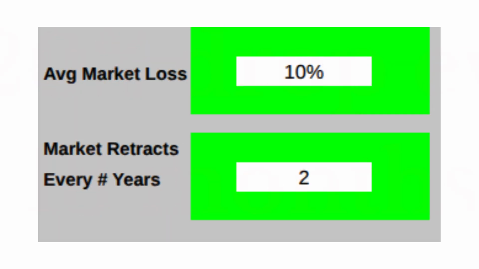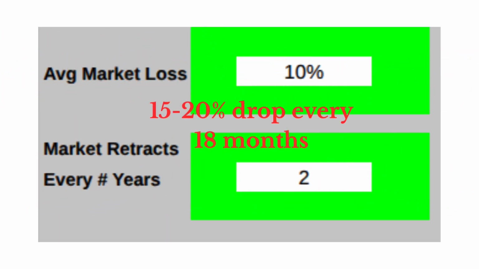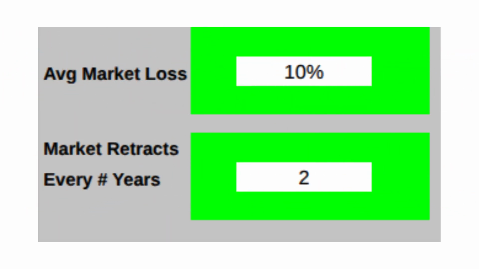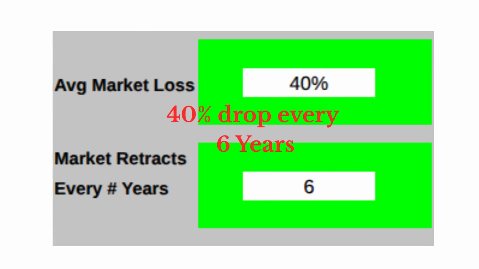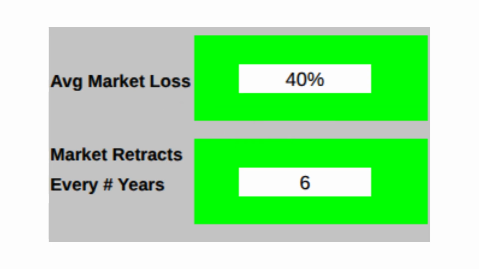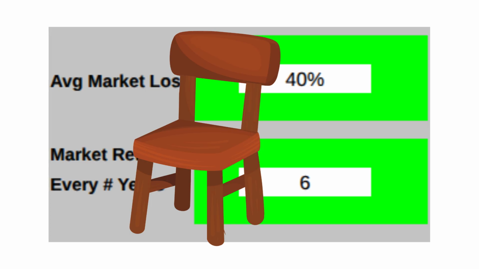There are two generally accepted basic market decline averages that are out there from history but rarely discussed with clients. Either a 15 to 20% drop every 18 months in the market, or a 40% average every 60 months. Now I want you to hold on to your chair so you don't fall out.